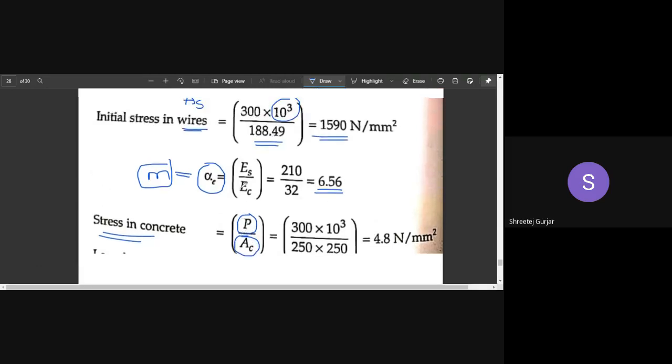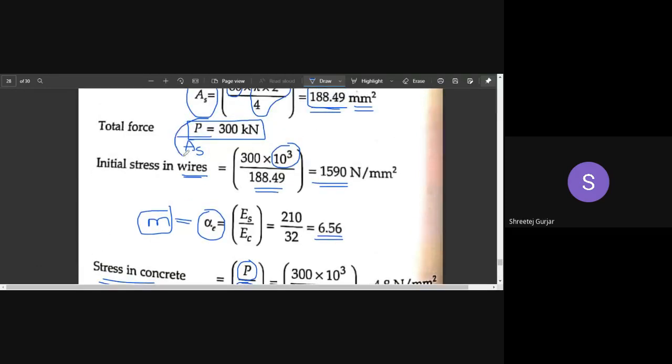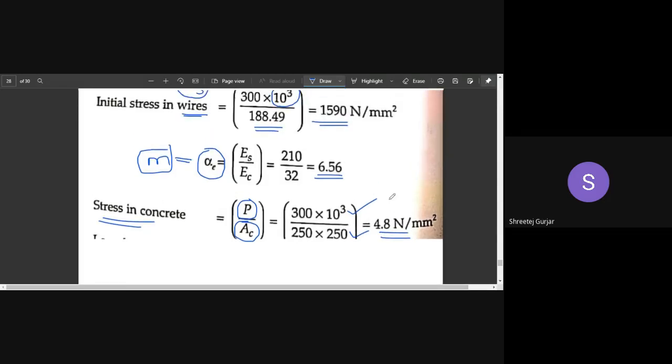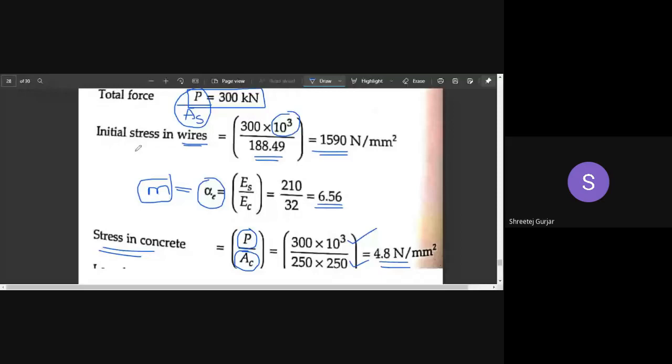How have we calculated it over here? Force by area of steel. Similarly, force divided by area of concrete, that is the cross-sectional area. So we have found out the initial stress in wires and we have found out the stress in concrete. Both of these are done.